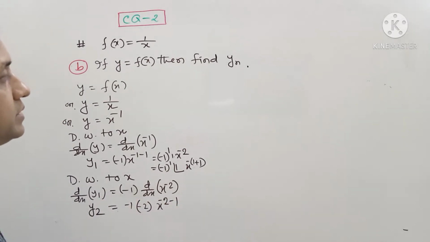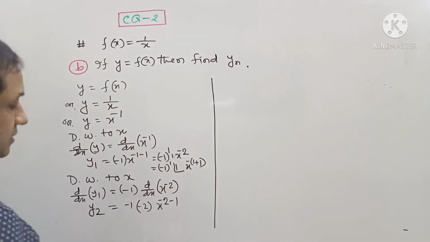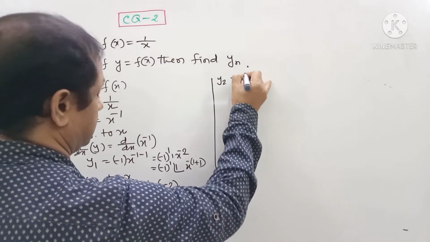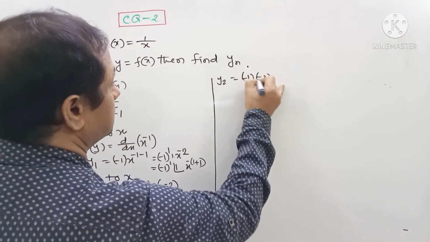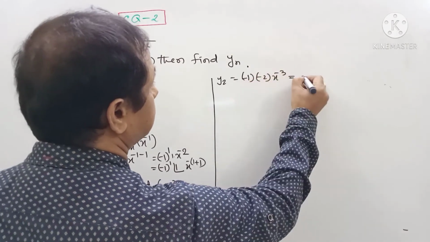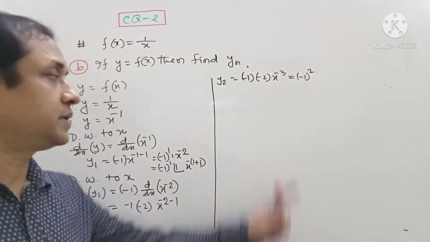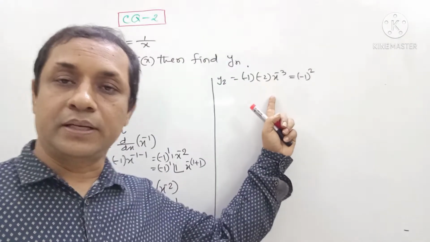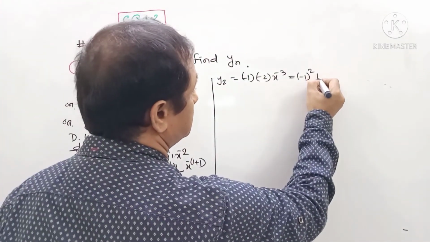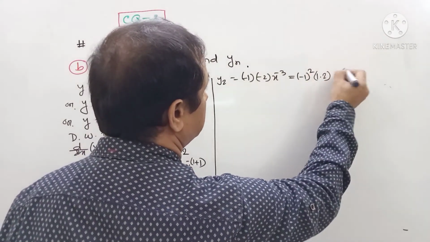Now student, here y2 equals minus 1 into minus 2 x to the power minus 3. Then we can write minus 1 means minus 1 whole square. Here minus and minus 1, so minus 1 whole square. And we can write 1 into 2 x to the power 3.